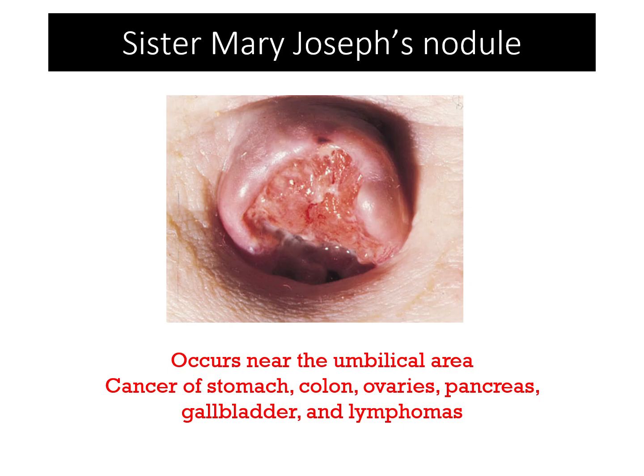Sister Mary Joseph's nodule is a metastatic nodule that occurs in the umbilical area. And it is, of course, cancerous and most commonly associated with an underlying pancreatic, ovarian, colon, etc. cancer from the area.